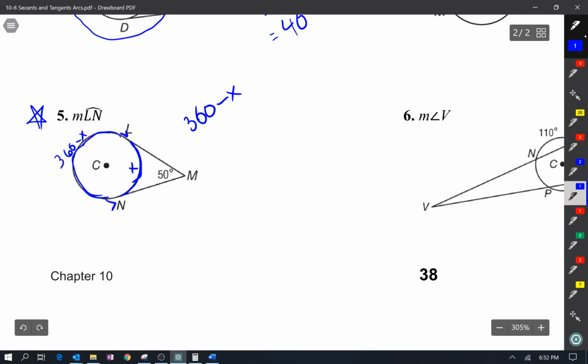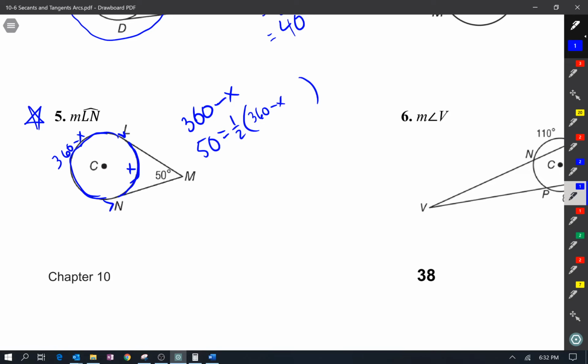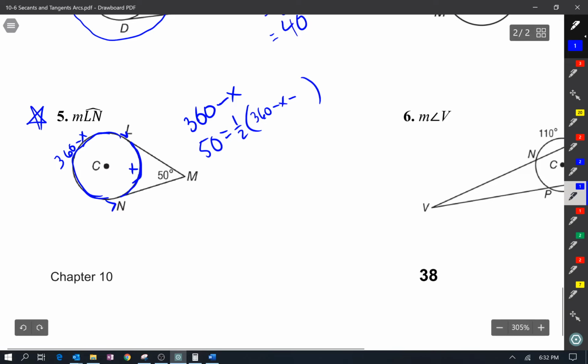So what do I know now? I know that angle M, which is 50, is equal to 1/2 of what? 360 minus x, minus x. Because what am I doing? I'm taking the difference of the two arcs. The first arc is 360 minus x, and I'm subtracting the other arc, which is x. So what do I get?